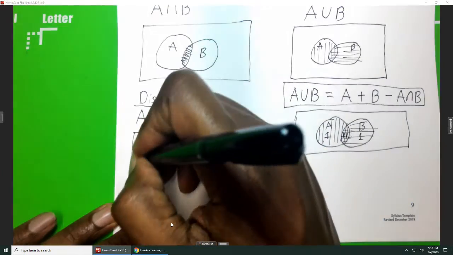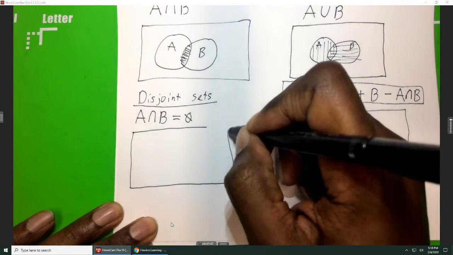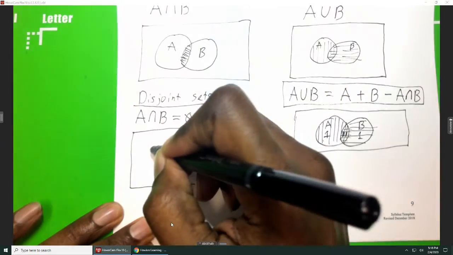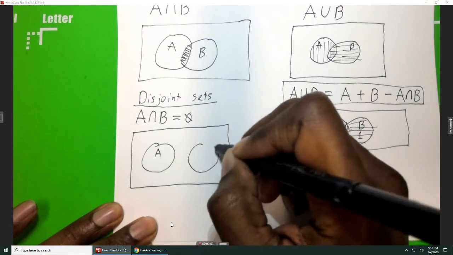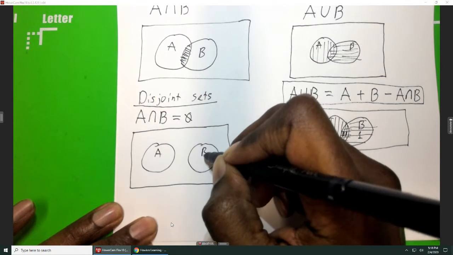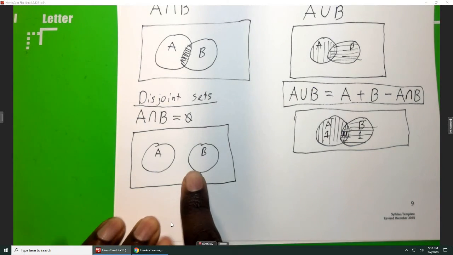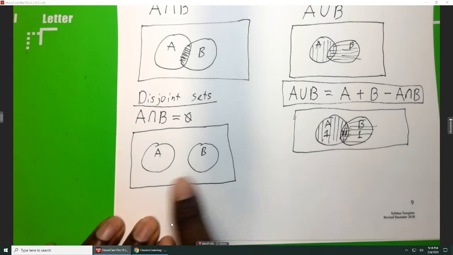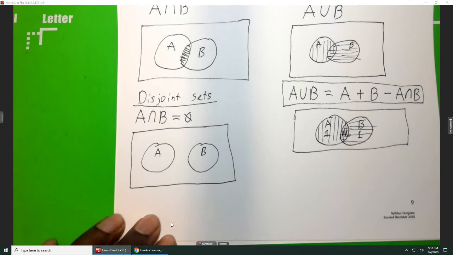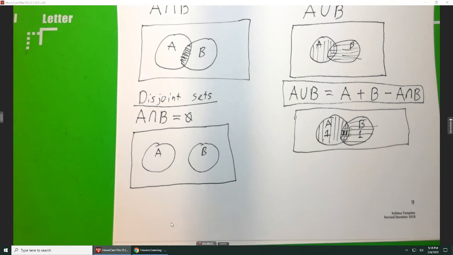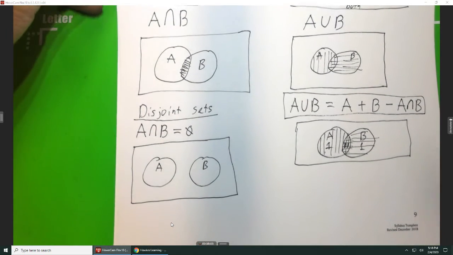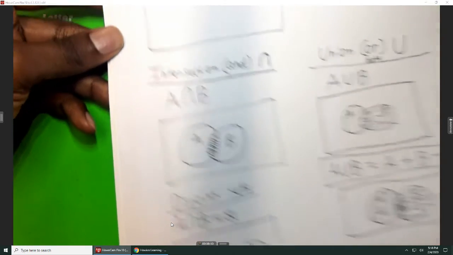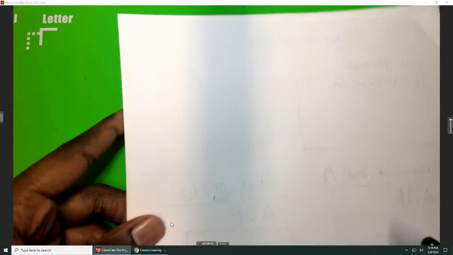Here's what it looks like. You would have circle A, which is completely separate from circle B. They have nothing in common, so these are disjoint. Sometimes they overlap, sometimes they don't. There's a couple more I want to talk about.